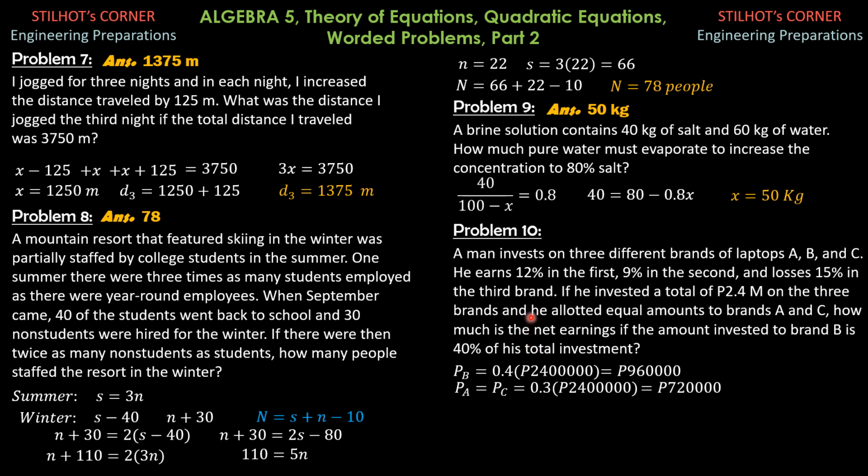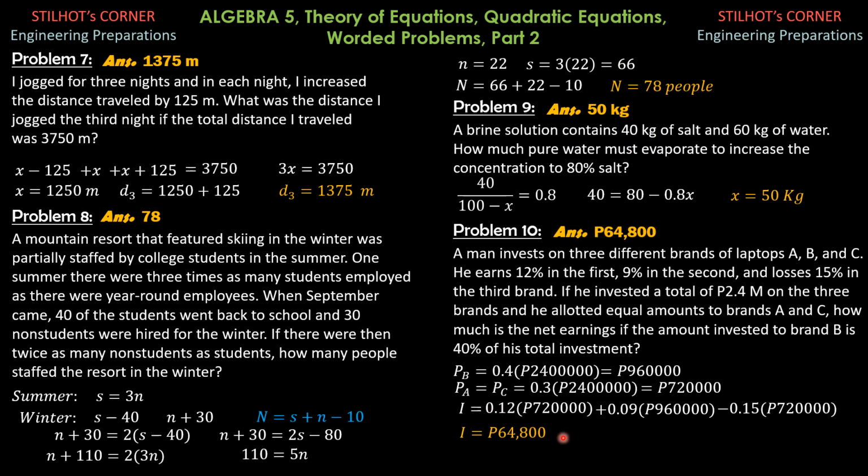So the net interest therefore is equal to 0.12 times 720,000 plus 0.09, 9% in the second, so 0.09 times 960,000, and loses 15% in the third, so minus 0.15 times 720,000. So computing for I is equal to 64,800 pesos.